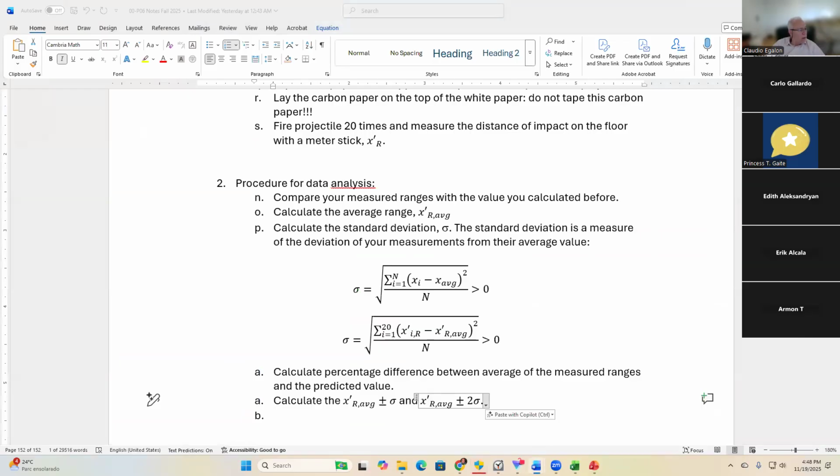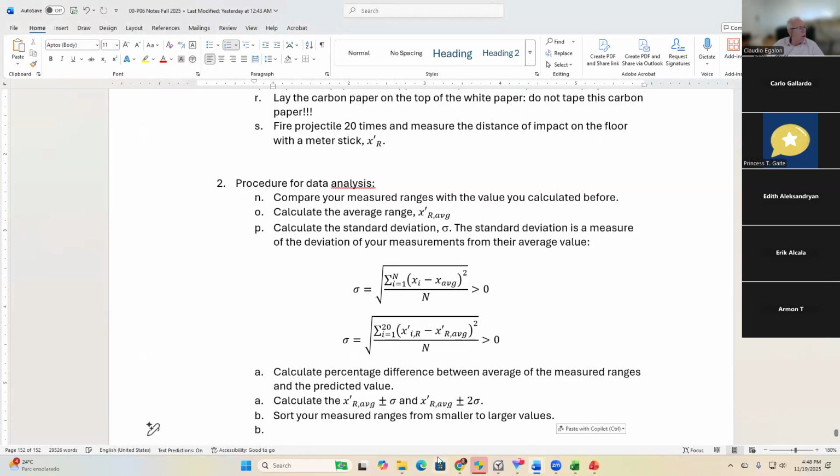Sort. See where you are. Calculate the percentage difference. Sort your measured ranges for smaller to larger values. You can do that in Excel.